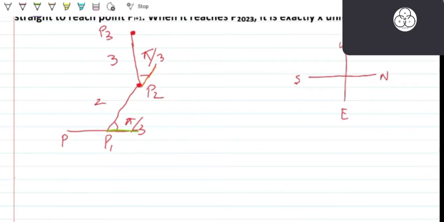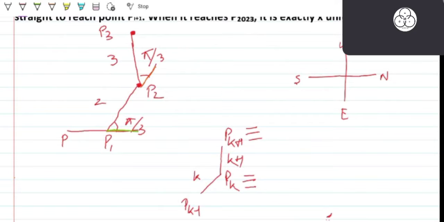So what we can do is generalize it a little bit more. I have started from Pk minus 1 to reach the point Pk, traveling distance k, and again I have traveled k plus 1 distance to reach point Pk plus 1. Now I can replace these points with complex numbers.